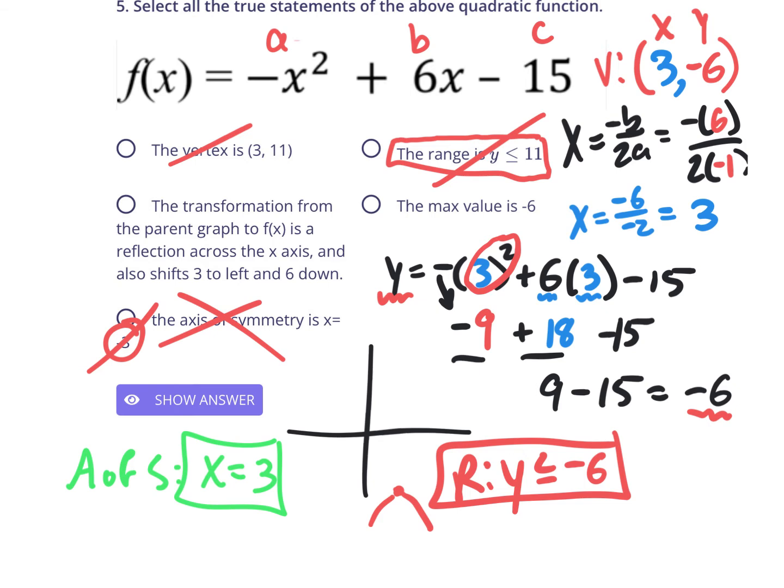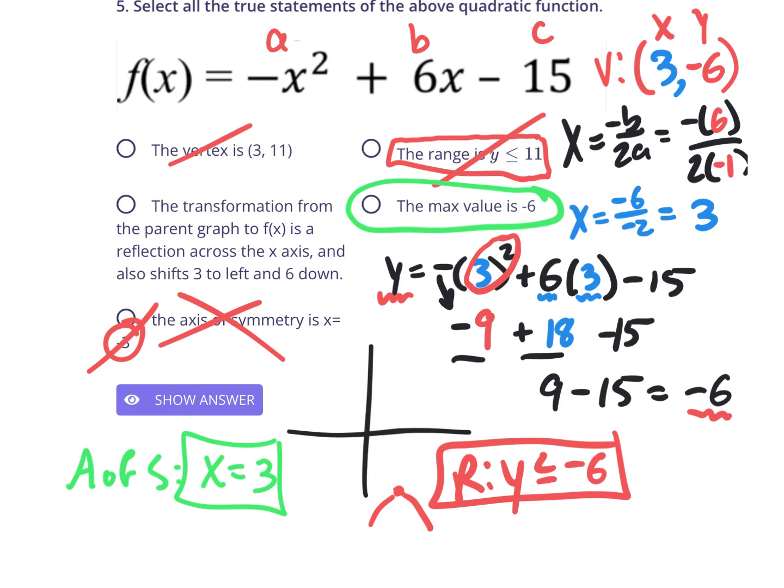How about this? It says the max value is negative 6. Going back to our most important point, that vertex at 3, negative 6, is this a maximum value at negative 6? Yes, it is, because it's going up on the y's, up on the y's, up on the y's, reaches the max value, that vertex y value of negative 6, and then it goes down. We know that from the range, right? Y is less than or equal to negative 6. So the maximum value really is at negative 6. That's definitely a true statement. Make sure you select that.